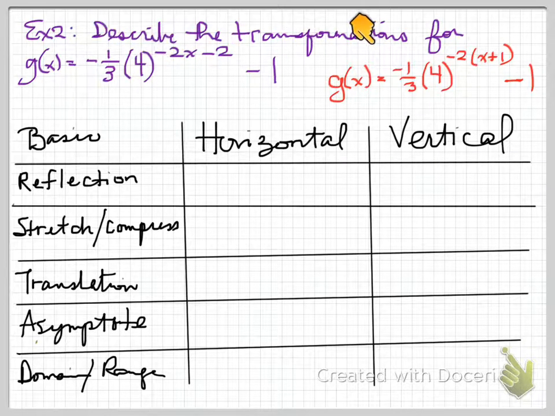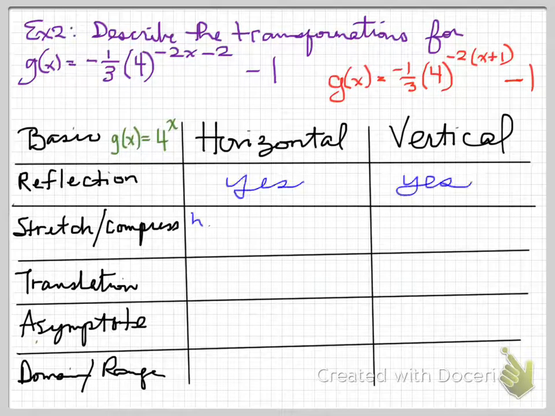Let's look at the equation. This is the red one we have to look at. My A value is negative 1/3. But before I do that, what's our basic? Well, our basic is y equals 4 to the x. So g at x is equal to 4 to the x. That is our basic equation. That has to go in this column here.